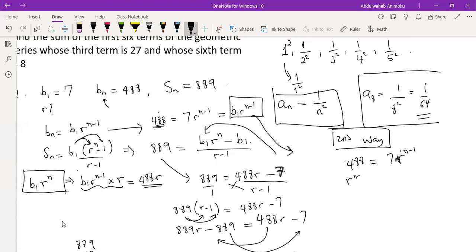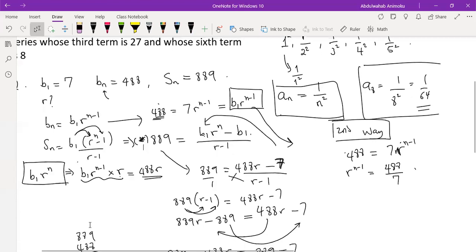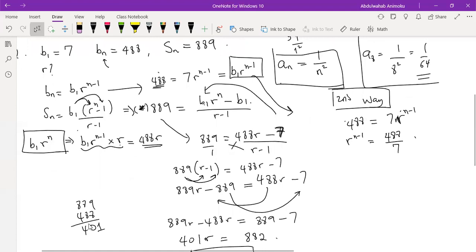So you can find r raised to power n minus 1 as what? 488 divided by what? 7. Okay, you can do this, right? Now remember that you have b1 r raised to power n from this second equation. So what do you need? You need r raised to power n, not r raised to power n minus 1. And you notice that you can write r raised to power n minus 1 as r raised to power n divided by r using laws of indices, equal to 488 over 7. So that means r raised to power n is actually 488 over 7 times r. You can do this. All right.